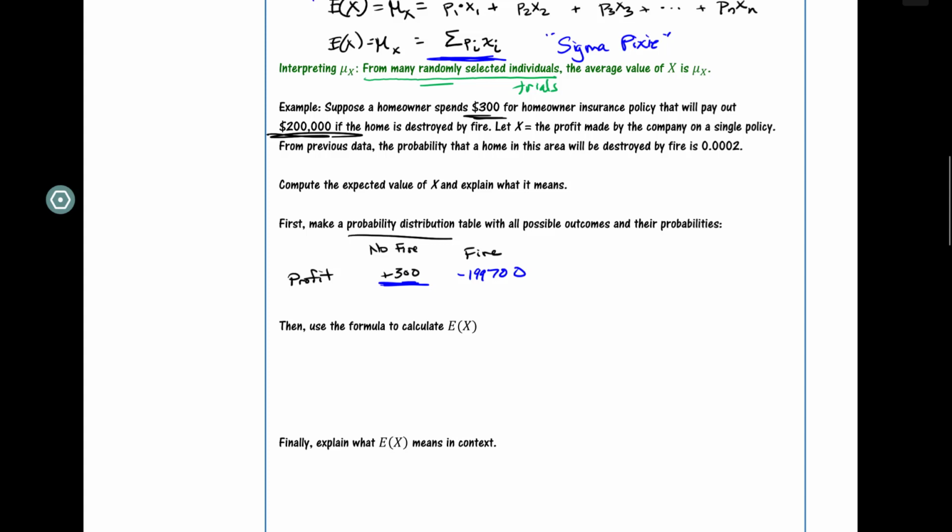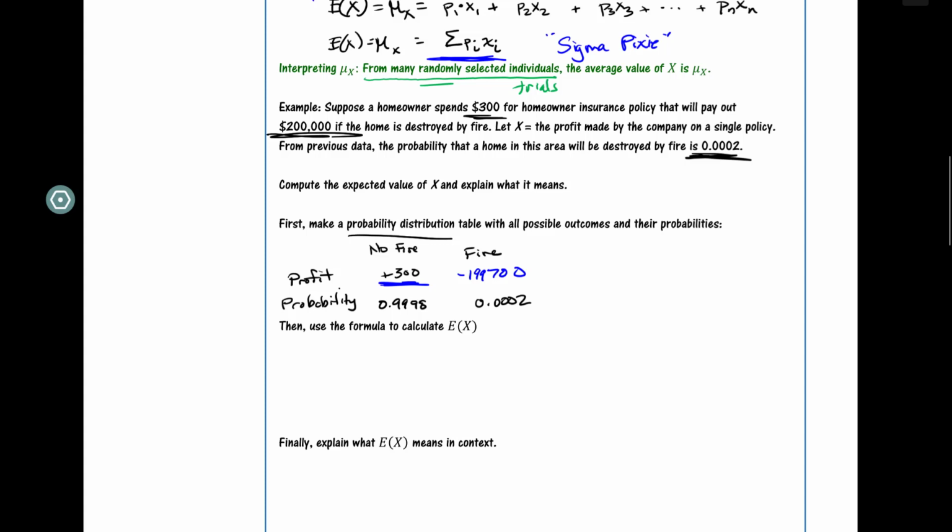Now, that is only going to happen in a very rare setting, right? So the probability for that instance is 0.0002, told to us at the end of the problem. Well, that's the outcome of there being fire, which means the only other outcome we're really considering is there's no fire. The home is not destroyed by fire. Well, if 0.0002 represents the probability that a home is destroyed by fire, then we have a 0.99998 probability that it is not destroyed by fire, just by using the complement rule.